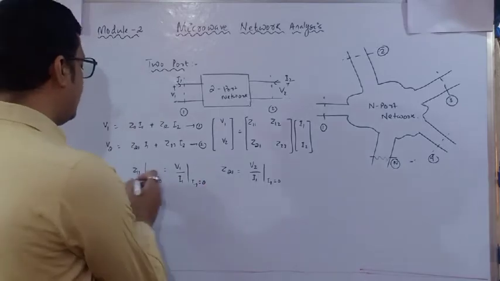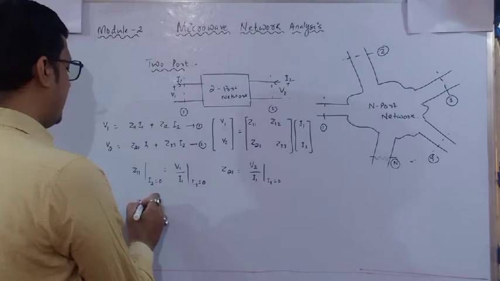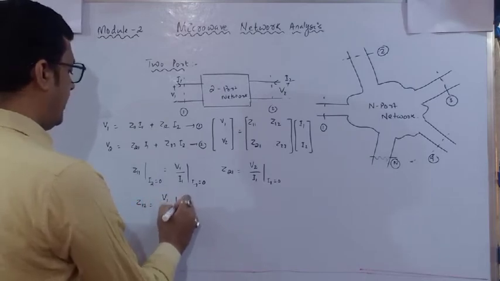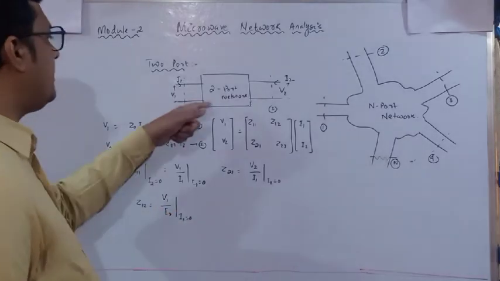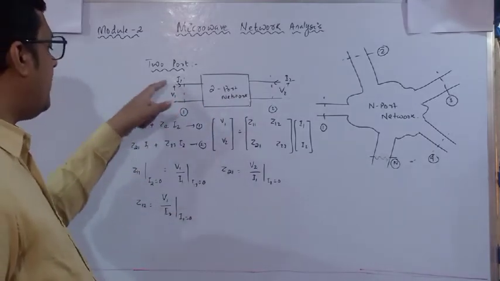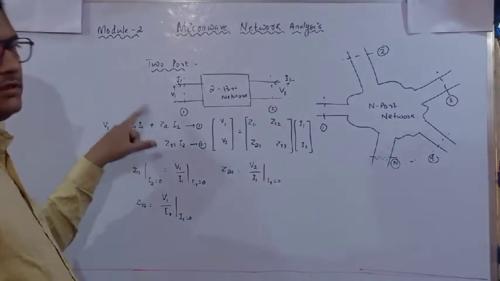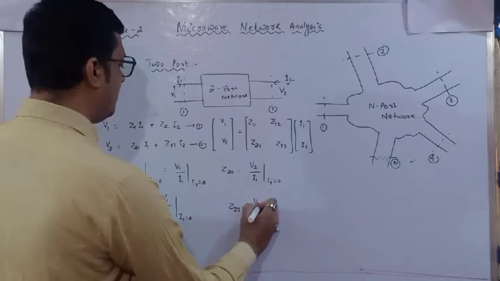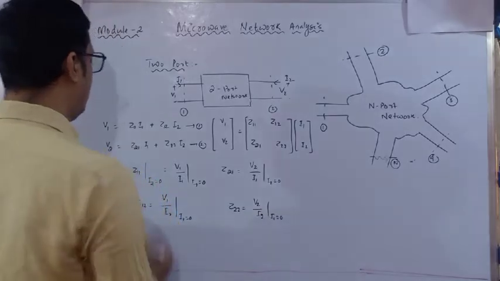So this is Z11, Z21. Similarly, Z12 you can determine as V1 divided by I2 at I1 equals 0. Okay. Now there is a relationship between V1 and I2. So for that, what will happen? I1 must be equal to 0. This particular part must be 0. Similarly, Z22 is equal to V2 by I2 at I1 equals 0.